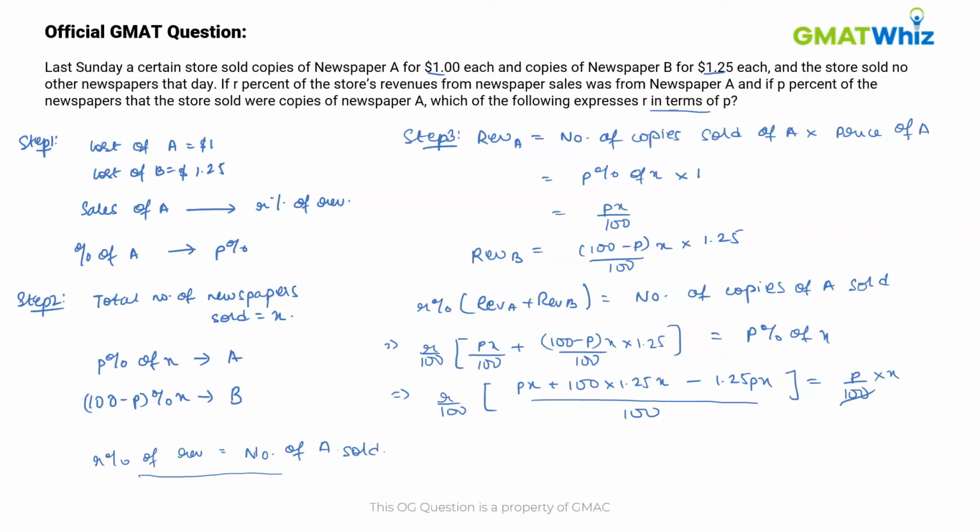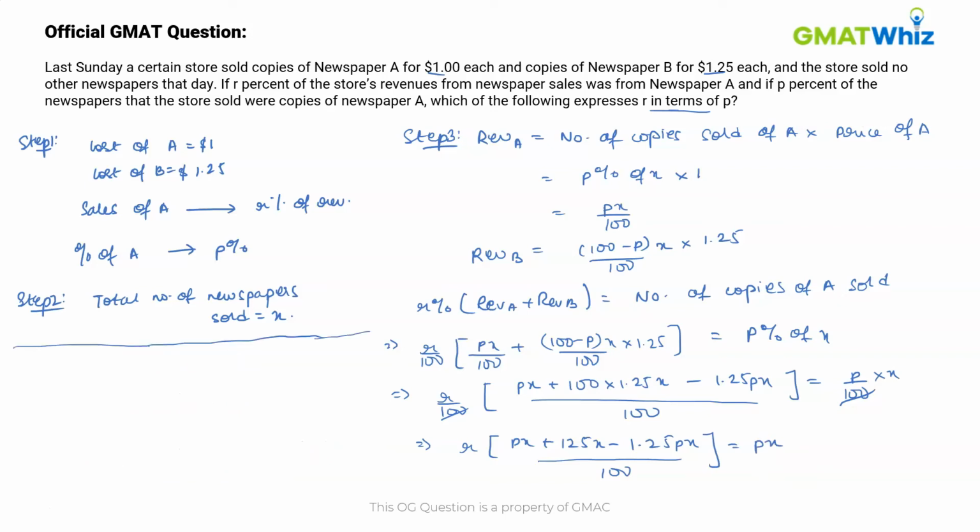Now 100 gets cancelled on both sides and we are left with R times (Px plus 125x minus 1.25 Px) divided by 100 equals Px. Now this gives us R times (125x minus 0.25 Px) by 100 equals Px.